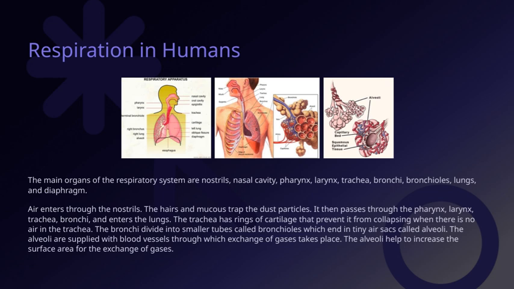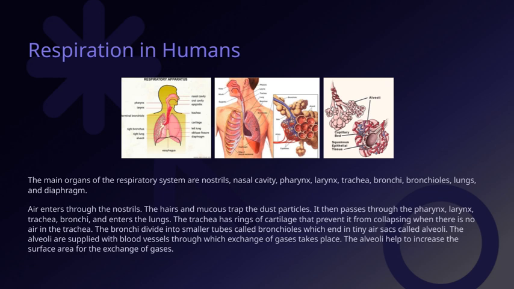Next, the air reaches the bronchi, which are like main branches leading into each lung. These bronchi then divide into smaller tubes called bronchioles, and at the very end of these tiny tubes are the alveoli. These alveoli are crucial because they're surrounded by blood vessels, allowing the exchange of gases. Oxygen moves into the blood, and carbon dioxide moves out. The alveoli are designed to maximize surface area, which makes gas exchange more efficient.